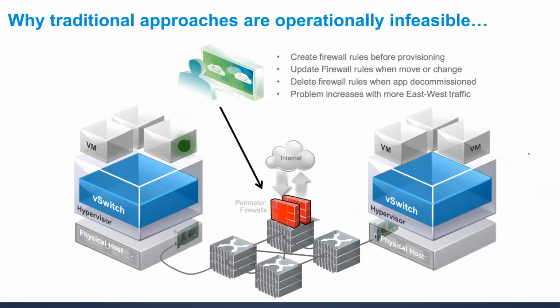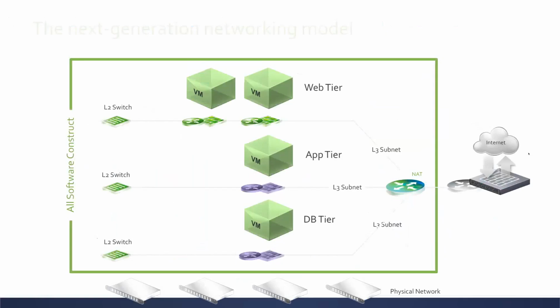Now, the traditional operational method is just not feasible. I mean, we had to create several firewall rules before provisioning, update the firewall rules during or right after. People rarely do their proper cleanup and delete firewall rules when applications are decommissioned. And then we still have problems between east-west traffic. Now, the idea of a perimeter firewall is still needed, but not needed as much.